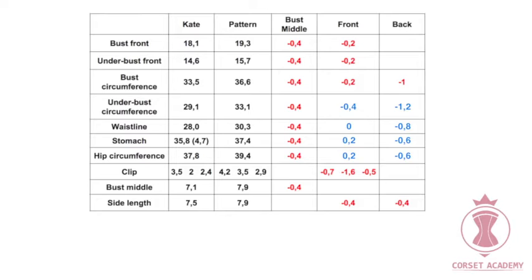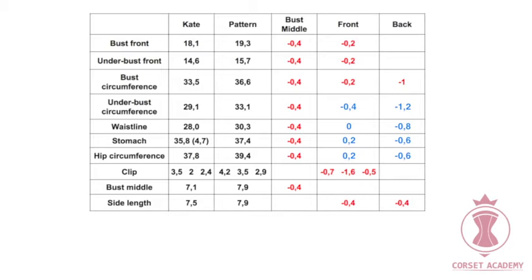Now I'm going to schematically draw the location of the new side seam of the front and back. All values are taken from the table. Side seam at the front. I reduce the pattern by 0.2 inches along the bust line. I reduce the pattern by 0.4 inches along the under bust line. There are no alterations along the waistline, minus 0. I expand the pattern by 0.2 inches along the stomach. I expand the pattern by 0.2 inches along the hip.